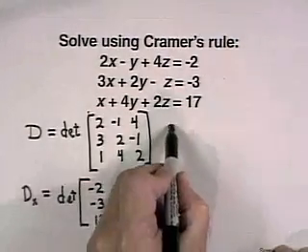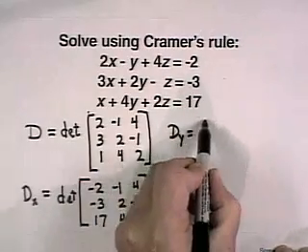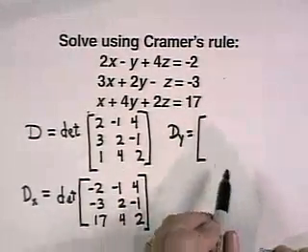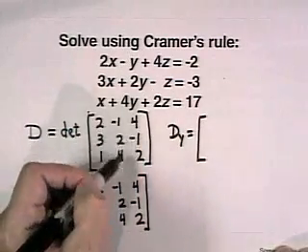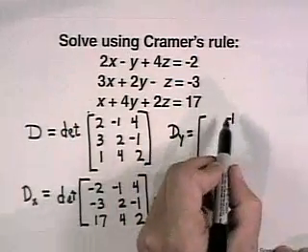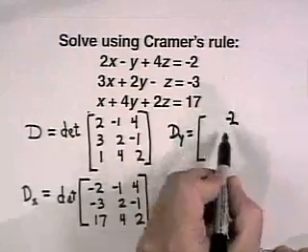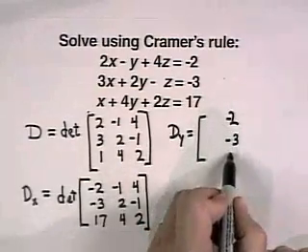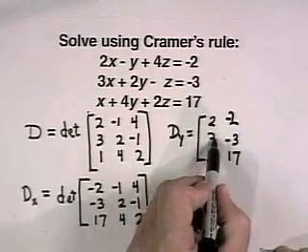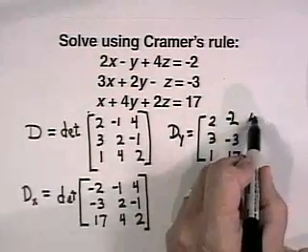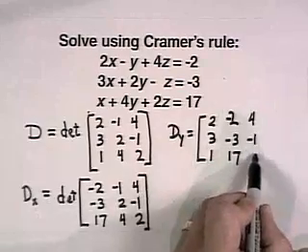The D sub y will replace the center column in our determinant matrix. Negative 1 will become negative 2, then negative 3, and then 17 down the center column. The first column will remain the same. The third column remains the same.